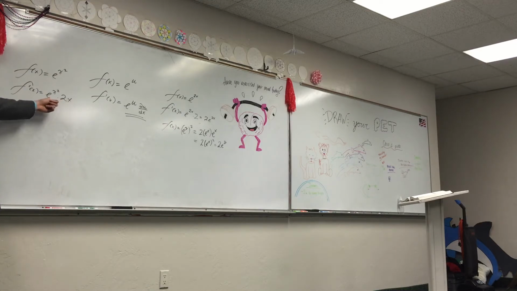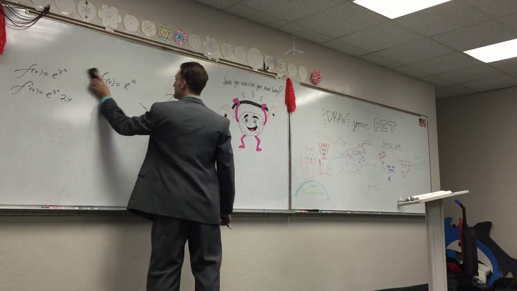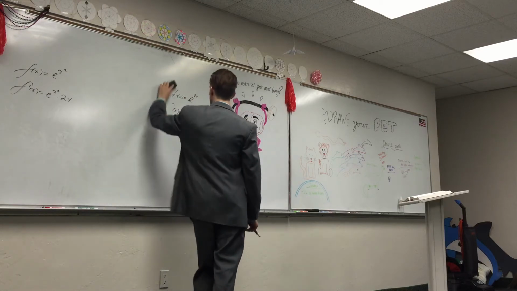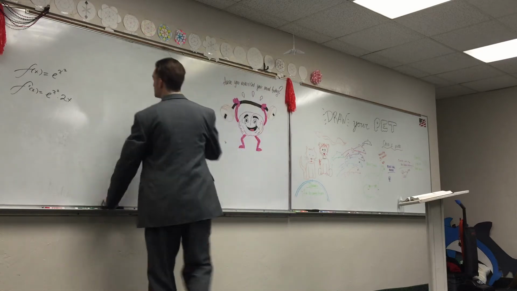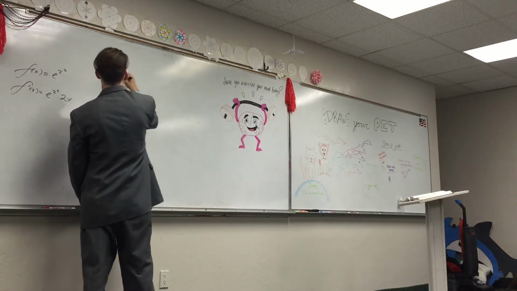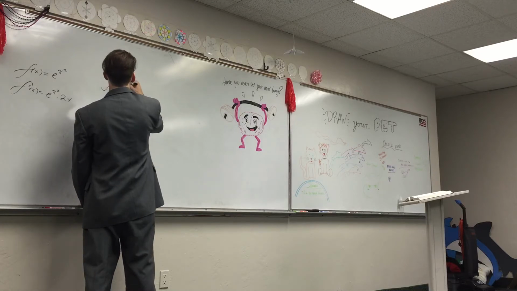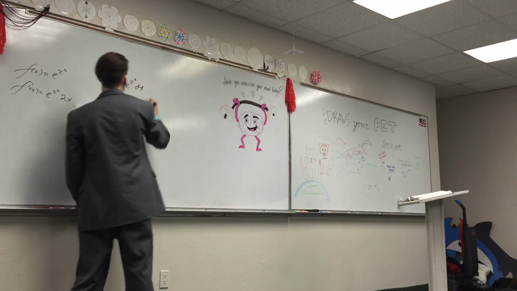I'm glad you asked it because look, if I said the derivative of f of x, where f of x is e to the x squared, is e to the x squared times 2x. Now, what if I asked you, what's the integral of 2x times e to the x squared dx? What would that be?